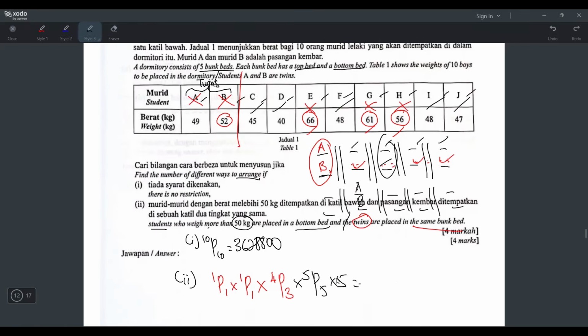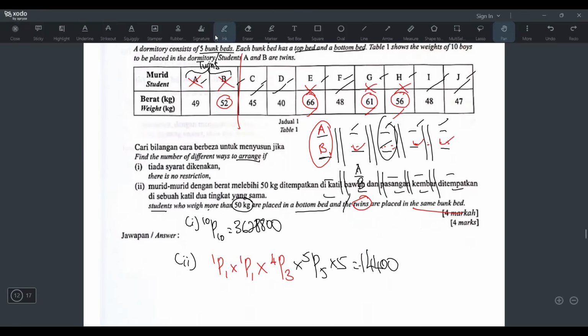Okay, let me press the calculator. Times 4P3 times 5. Okay, my calculator gives me 14400. Okay, 14400. Let me explain using another way. There's another method to do this.